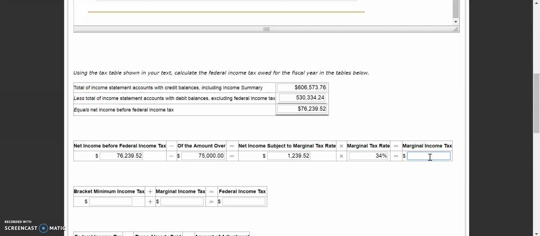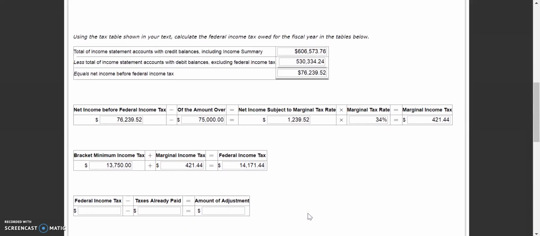So our marginal income tax is only $421.44. But remember that there's a bracket minimum. So our bracket minimum where we fall is $13,750. You'll see that on your income tax table, plus our marginal tax rate of 421. So our total federal income tax that we owe the government is $14,171 and 44 cents. Okay.